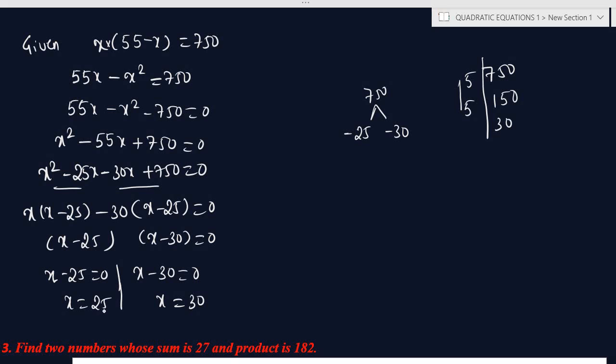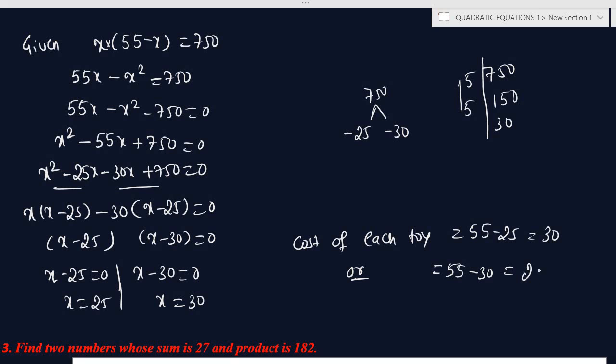Therefore the cost of each toy is equal to 55 minus 25, that is 30, or 55 minus 30, that is 25, either this or this. And the number of toys produced will be 25 or it will be 30. There are two possibilities: either 25 or 30 are the number of toys, or the cost will be 30 and the cost will be 25.